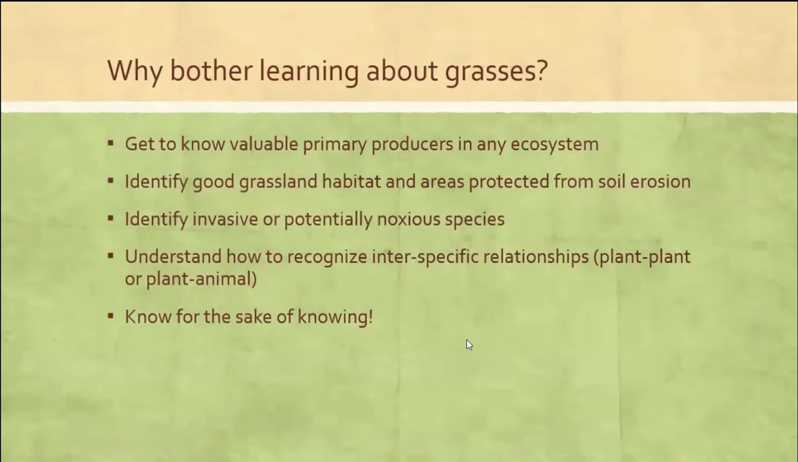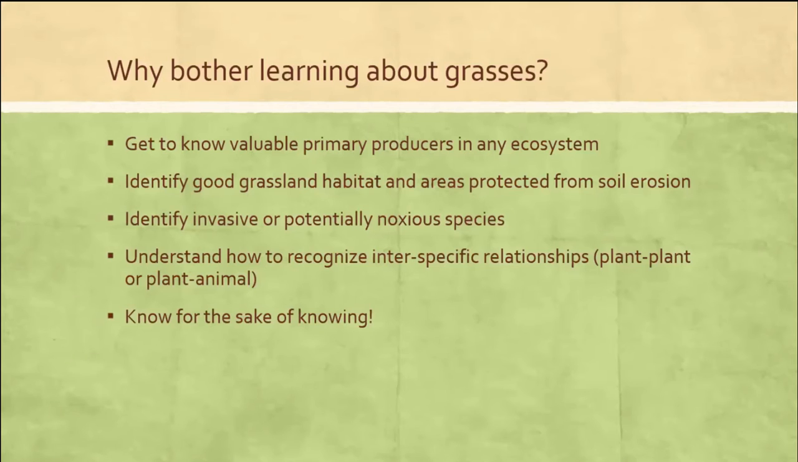And why do we care? Why do we care about learning the names of these grasses? Well, first of all, grasses are a big component of the primary producers, right? So things that can make their own food. And so in our ecosystems around here, grasses make up a large portion of those primary producers. If we know our grasses and we're able to identify them, we can assess habitat quality and the rate of soil erosion in an area.